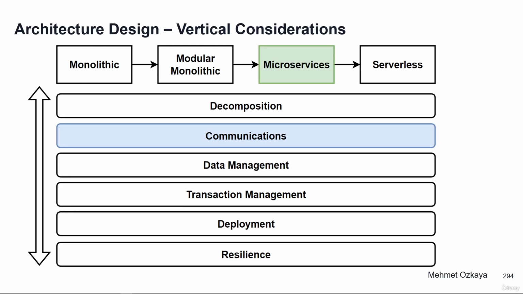So with this section, we will continue the vertical considerations of microservice architecture. If you look at the architecture design for vertical considerations, you can see that we are on the third architecture, which is the microservice architecture, and also we are on the second vertical consideration, which is the communications of microservices. According to our application requirements, we are going to evolve our architecture by considering these vertical issues on microservices. With this section, we will focus on the communications.